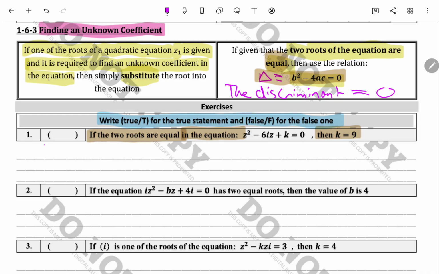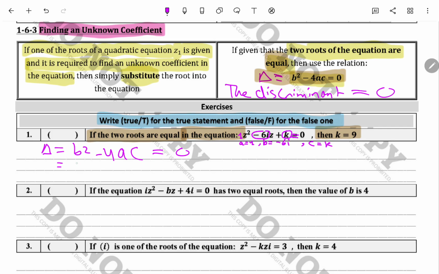Let's start with delta, which is b squared minus 4ac, and set it equal to 0. Be sure that your equation is equal to 0. Then focus on a. A equals 1. B equals negative 6i, and don't forget the negative. And C is going to be this k, so c equals k.